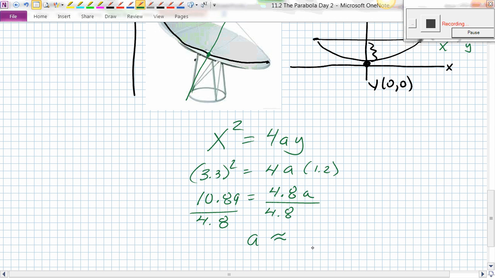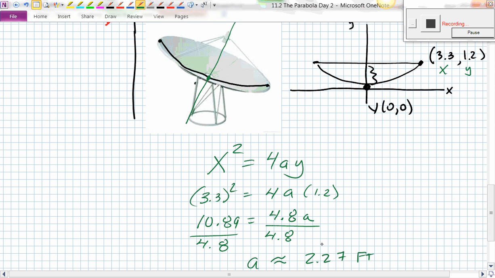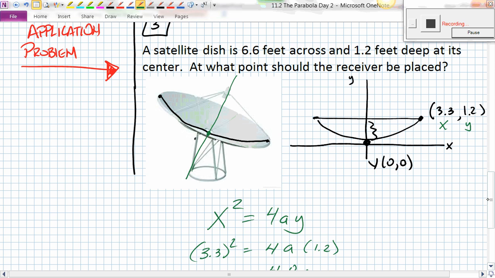Come on. 2.27 what? Elephants? Monkeys? What is this? Feet. Yeah, so interpret for me. What does this mean? 2.27. What does that mean? Someone interpret for me. The distance from the vertex of the parabola of the satellite.